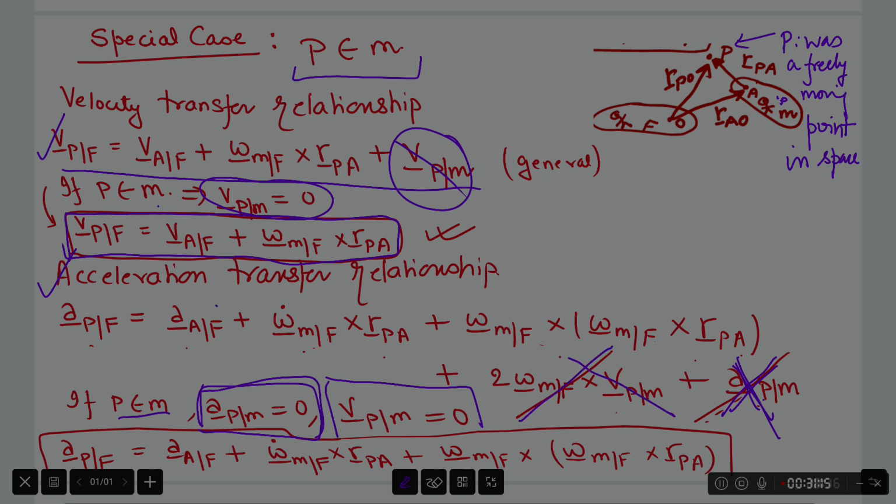We are left only with 1, 2 and 3 terms in the acceleration transfer relationship, and that simplified form I have written at the bottom of this slide. As I said earlier, in problems where P is a point fixed in M, we can just use these two equations directly without bothering about BPM and APM.